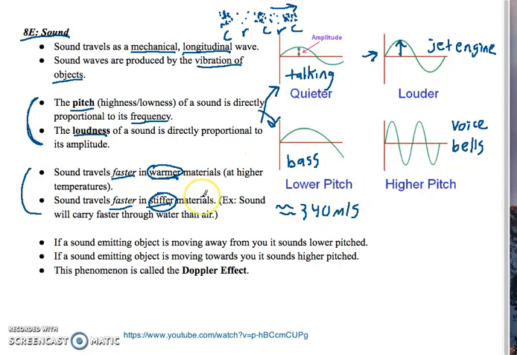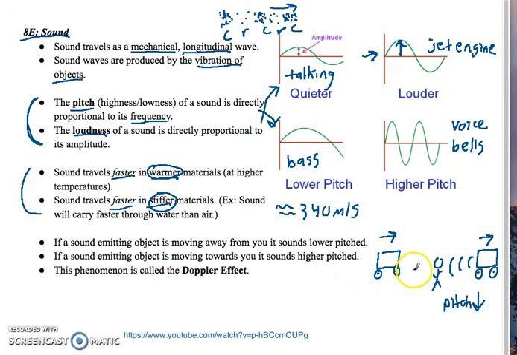So the last thing is an effect with sound that's pretty common to look at. If you have a car and you're standing near it, or this car could be anything that's emitting sound, and let's say the car is moving this way to the right, if it's moving away from you, that's going to sound lower pitched. So the pitch is going to be down if something's moving away from you.